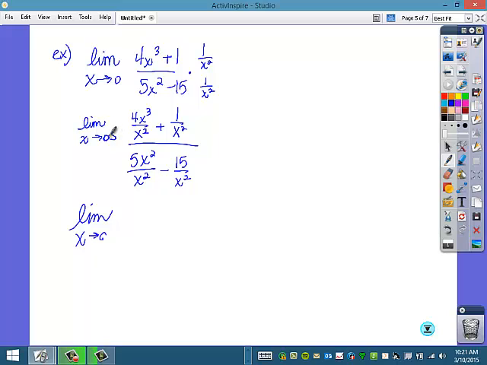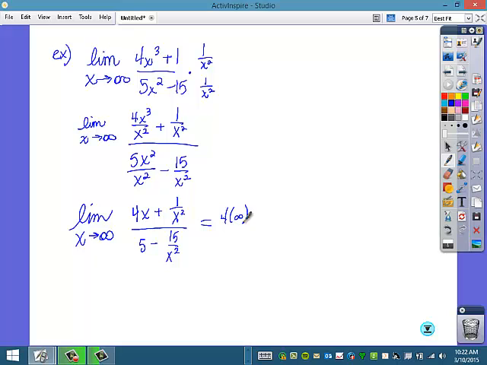Oh, I said 0. This is infinity. Sorry, team. So 4x cubed over x squared is 4x plus 1 over x squared. This cancels out to 5. So the limit as x approaches infinity of 4x, I would just plug infinity in for x. But you're probably thinking, that's crazy. Which is going to play out in our final answer.